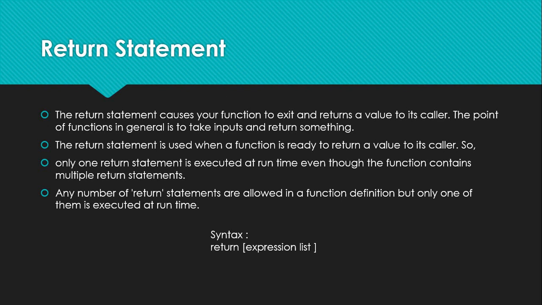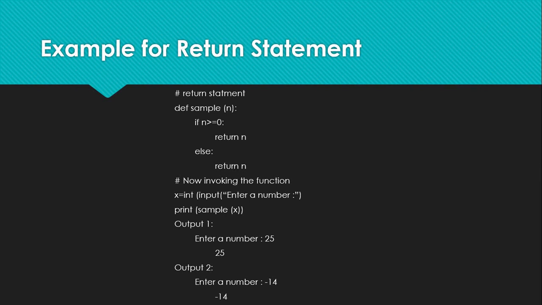Right, now look at this example that I'm going to show on screen. The first statement is a comment line. I've used a hash symbol that is used for a comment line. Then comes the definition of the function subprogram. def is the keyword that we use, followed by the name of the function, followed by the parameter list. Sample is the name of the function, and the parameter that I've used here is n. If you come further down, there's another hash statement which says now invoking the function. It's only here that we are going to invoke the function.